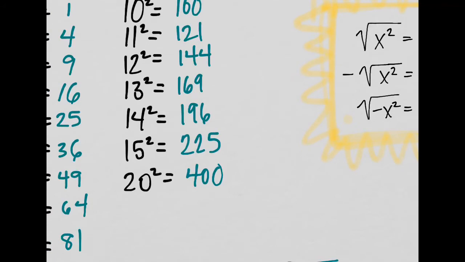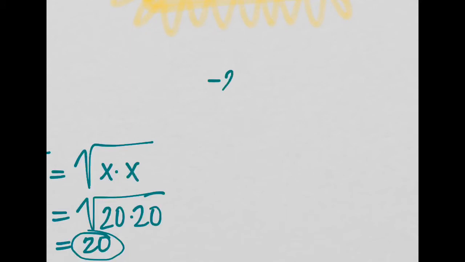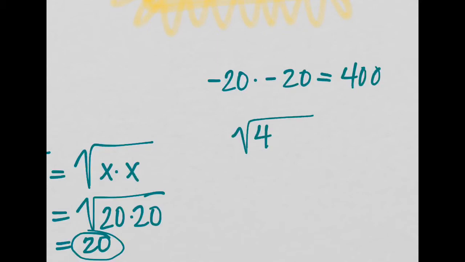So any one of these numbers I could back up, and I could say the square root of 144 is equal to 12. The square root of 169 is equal to 13, etc. But what we need to remember is that now that we know our negatives and our exponents, we also have a couple other things that could be true here. So if I have negative 20 times a negative 20, negative times a negative is a positive, right? So I would still get 400. So if I unsquared 400, couldn't I also say that this is equal to negative 20?